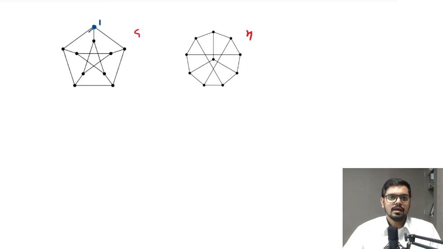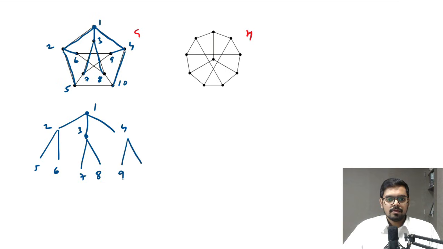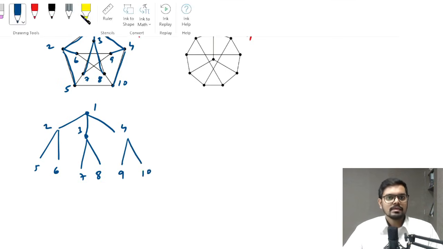See, this node 1 is connected to nodes 2, 3, 4 via the edges. So draw it. It will look like a tree: 2, 3, 4. Now this 2 is connected to, let us say, node 5 and node 6 via these edges. Then I can see 3 is connected to, let me take, 7 and 8. Then 4 is connected to 9 and 10. Also there are some edges left.